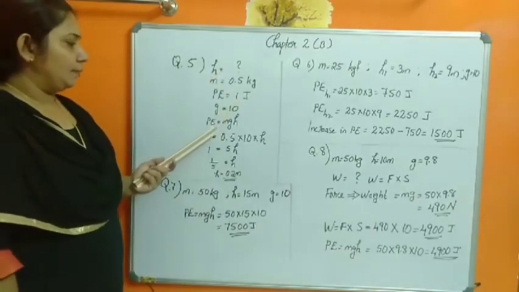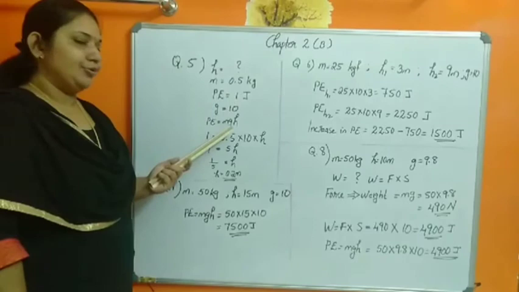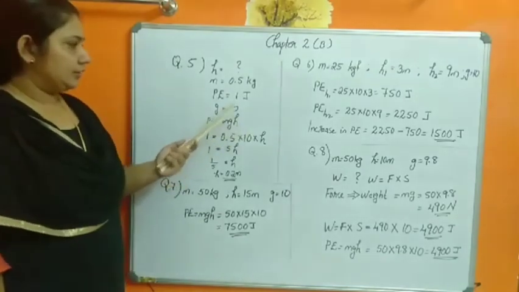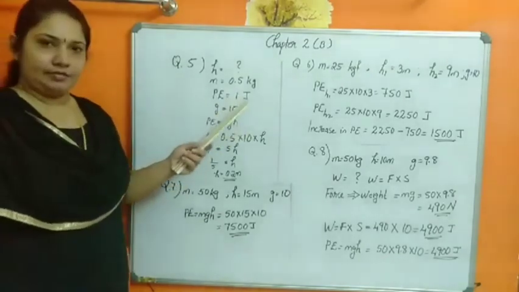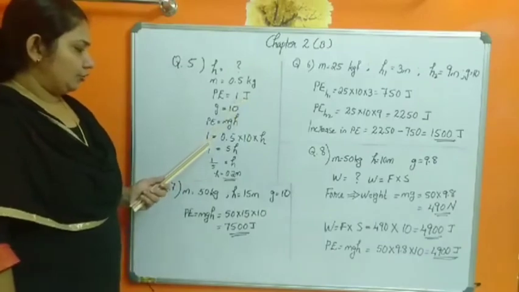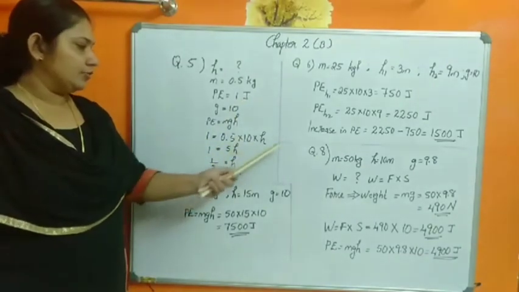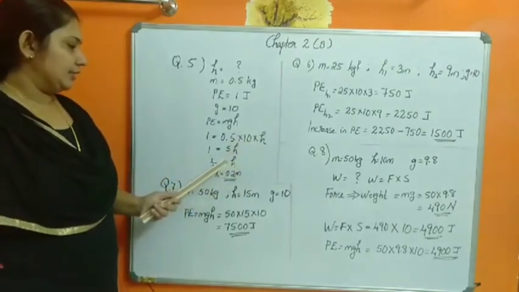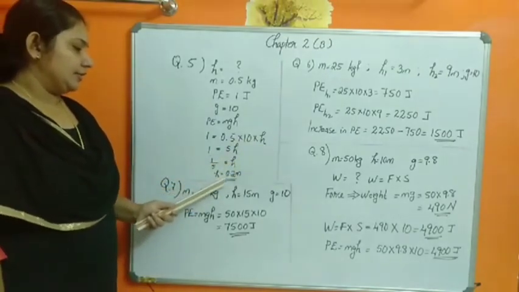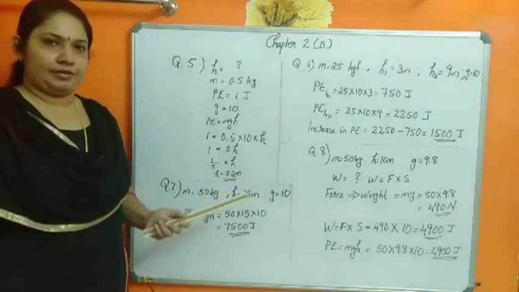Our question is to calculate the height. So we have the formula, potential energy is mass into gravity into height. Just substitute, potential energy is already given. It is 1 joule. 1 is equal to 0.5 into 10 into H. From this we can calculate H. H is equal to 1 by 5. That is H is equal to 0.2 meter.